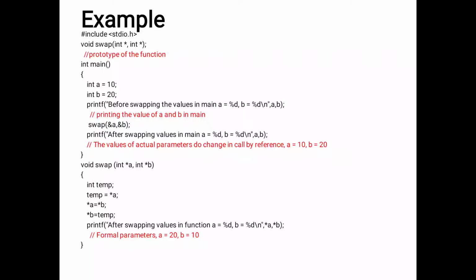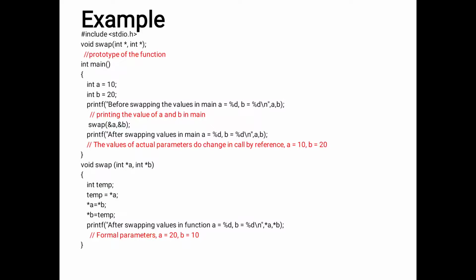So here you are passing the formal parameters, that is *a and *b. Same thing, the address should be passed here. After swapping, the formal parameters may be a is 20 and b is 10. So these are the changes regarding call by value and call by reference.